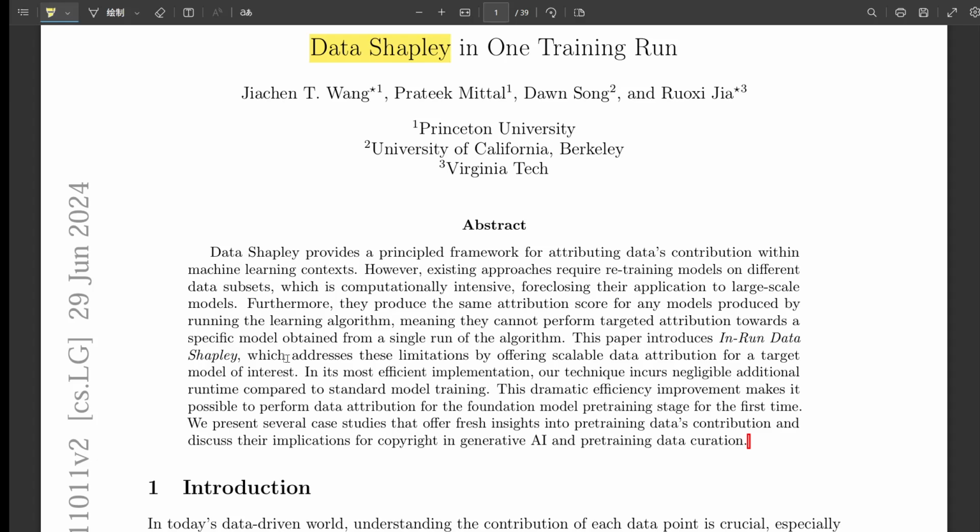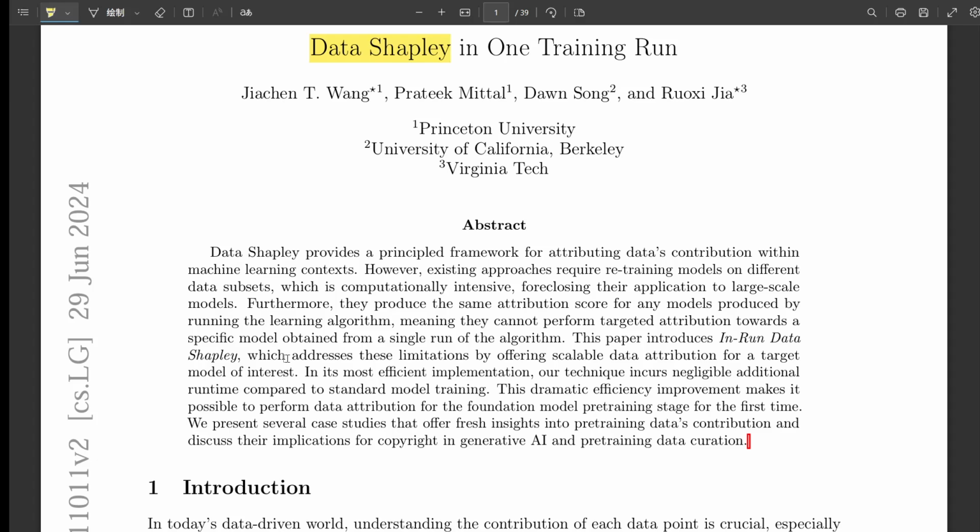Okay. So it's not just academic curiosity. There are real practical reasons: improving efficiency, data curation, even legal stuff. Definitely. It's about getting a much deeper insight into why a model works the way it does. And this new method, in-run data Shapley, you're saying it's a significant leap forward compared to what we had before. A really big leap. The traditional ways to measure data value were just incredibly computationally heavy.